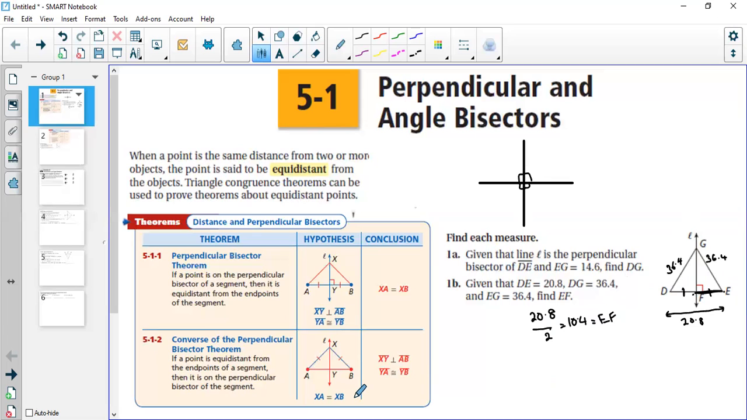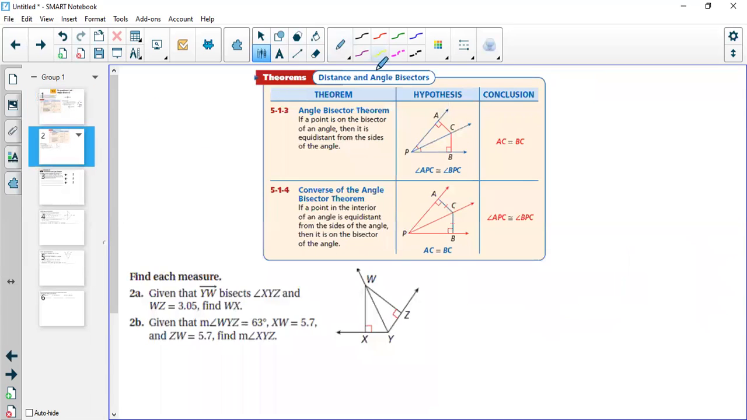This is the perpendicular bisector. So let me take you through the angle bisector now. Okay, now what does the angle bisector theorem say? If a point is on the bisector of an angle, now that was talking about lines, this is talking about angles. They have the same idea, only the words are different here. So if a point is on the bisector of an angle, then it is equidistant from the sides of the angle. So here you can see angle APC is congruent to angle BPC.